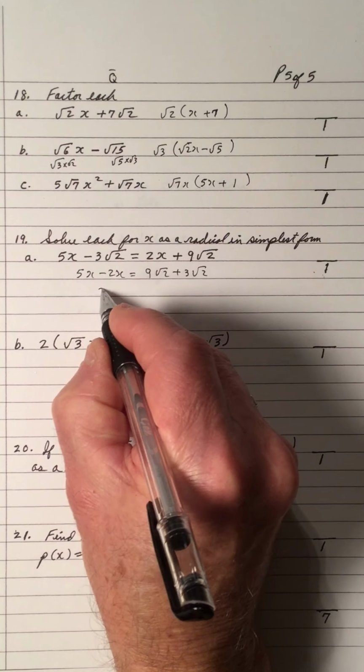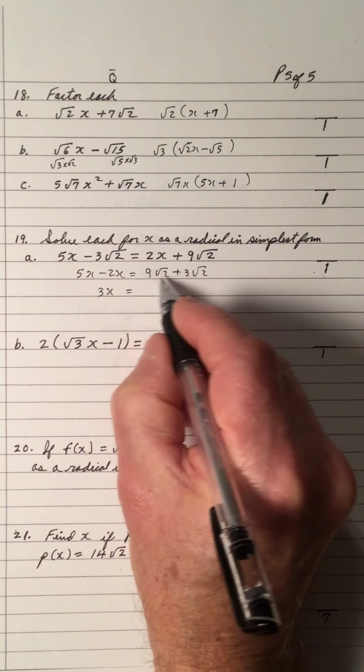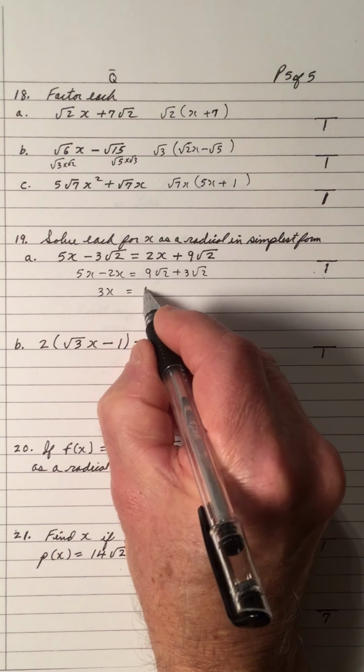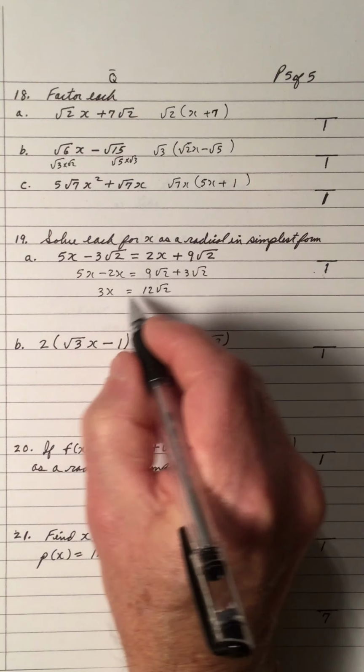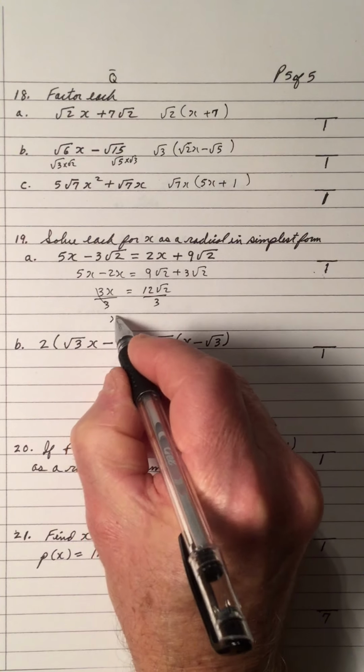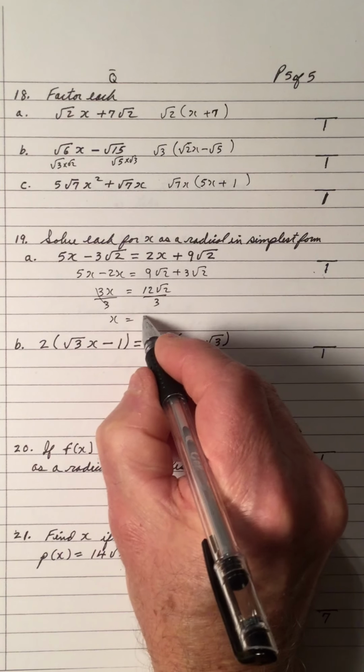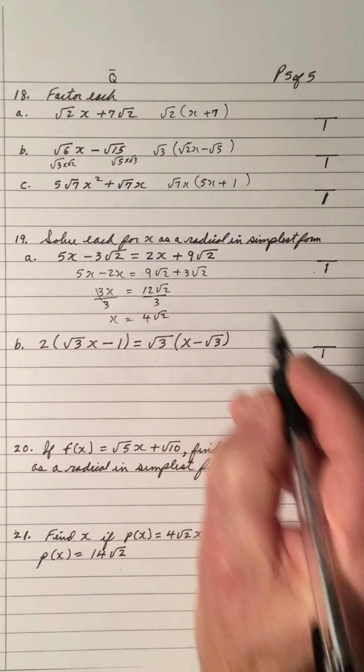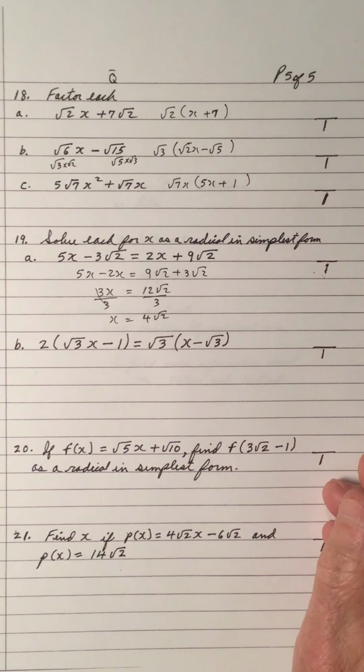When we add, we get a 3x. When we add like terms, we get a 12 root 2. Now we divide by 3 on each side. 3's cancel out to give me x. 12 divided by 3 is 4. Perfect. Give yourself a mark.